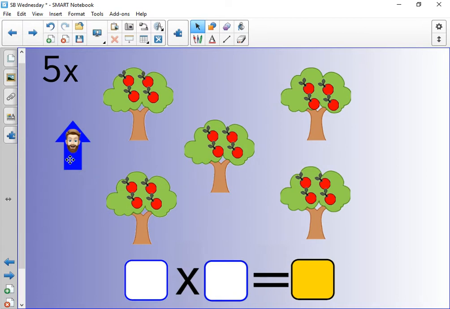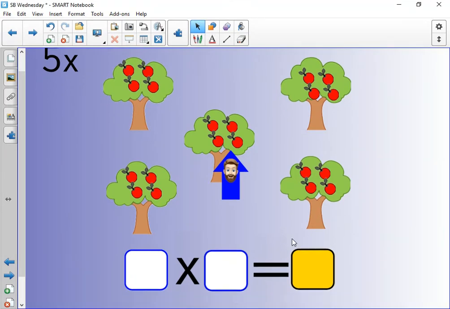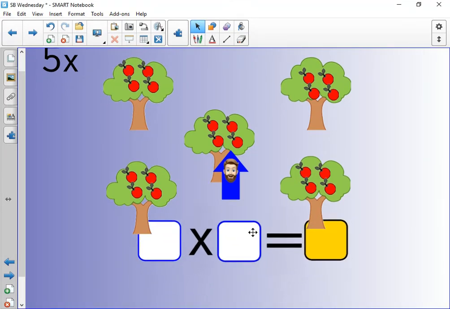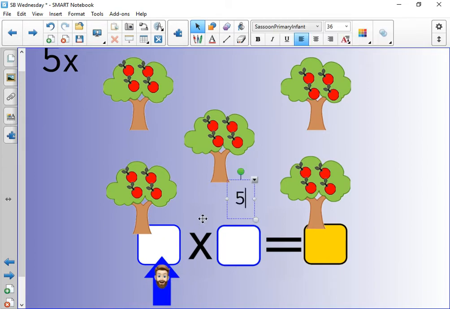In this picture, I've got 5 groups. Each tree is a group, and I've got 5 trees. And there are 4 in each group. So what's the multiplication number sentence now? What goes here? That's right, 5.